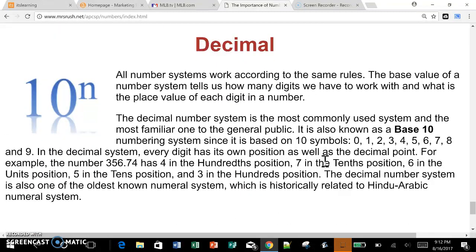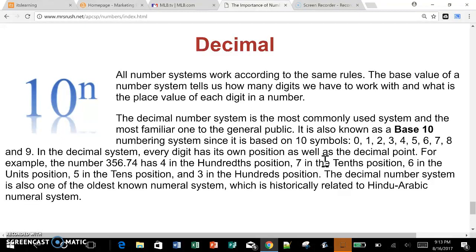The decimal system. All number systems work according to the same rules. The base value of a number system tells us how many digits we have to work with and what is the place value of each digit in a number. The decimal number system is the most commonly used system and the one most familiar to the general public. It is also known as a base 10 numbering system since it is based on 10 symbols: 0, 1, 2, 3, 4, 5, 6, 7, 8, and 9.